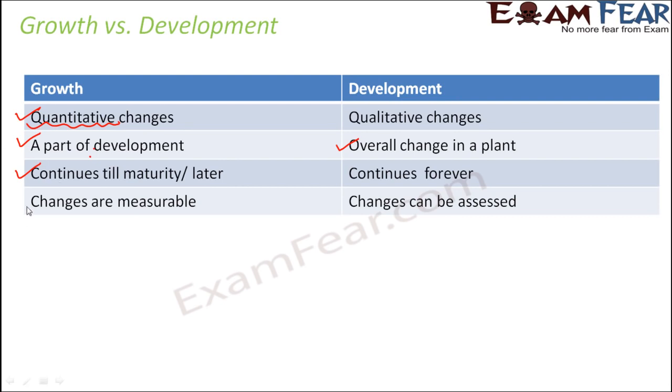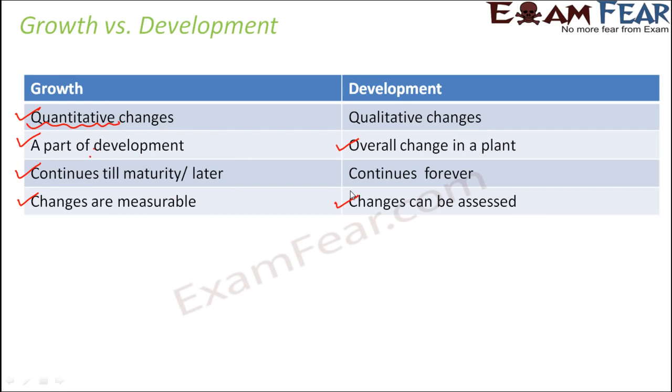Changes in growth are measurable because they are quantitative changes, but in development, changes are not measurable, but they can be assessed. For example, right now the plant is in the stage of a seedling. So you can assess how much it developed, but you cannot actually measure how much is the development of the plant. So that is how we can differentiate between growth and development.